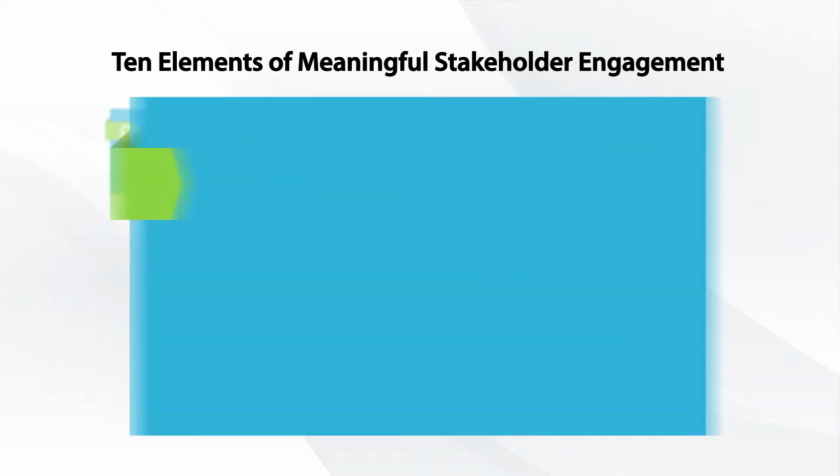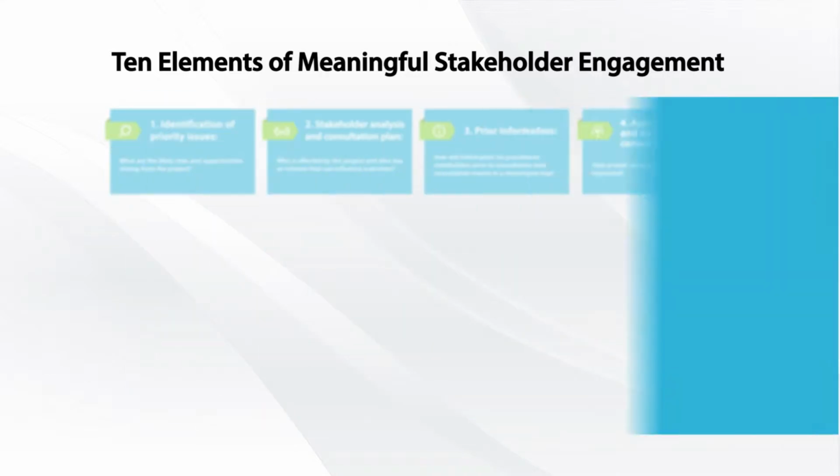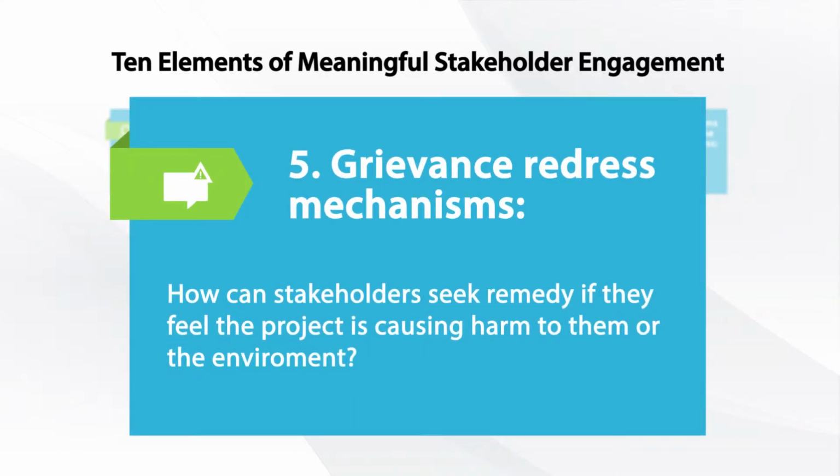those involved? Element 4 discusses appropriate forums and methods for the consultation process. How should these be organized? Should they be public meetings? Should they be focus group meetings? Should they be discussions on a one-to-one basis? There are many different ways to do this, and we will explore them in the course. Any project may have things that go wrong and where people feel that they have complaints. The project therefore needs to have a grievance redress mechanism where stakeholders can seek remedy if they feel the project is causing harm to them or to the environment.